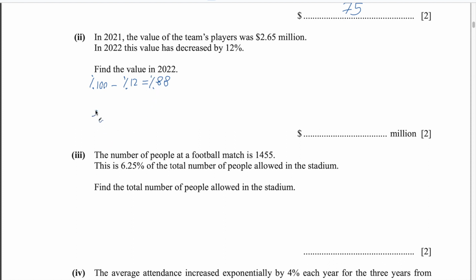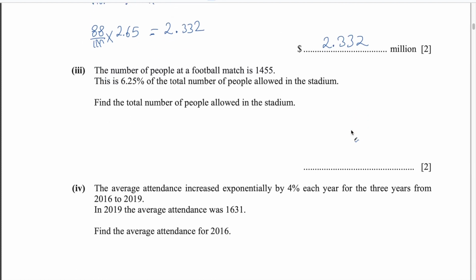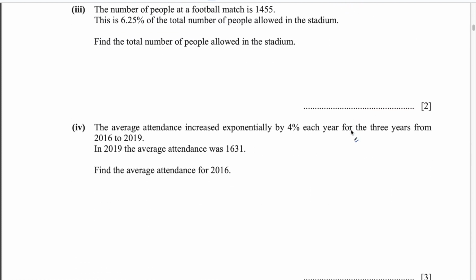So you simply multiply 88% times 2.65, which will be giving you 2.332. So $2.332 million is the answer for the second part.